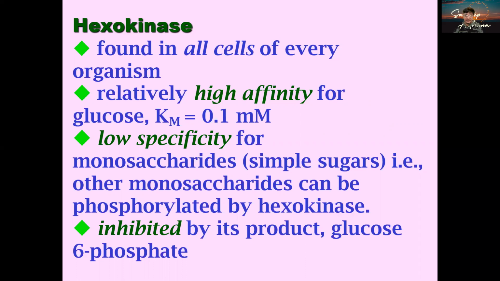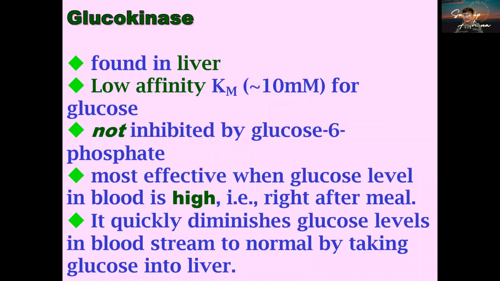Now hexokinase can have other substrates as well, which are monosaccharides and hexoses, but for them it has low affinity or low specificity. And this is going to be an allosteric enzyme, inhibited by the product, that is glucose 6-phosphate.